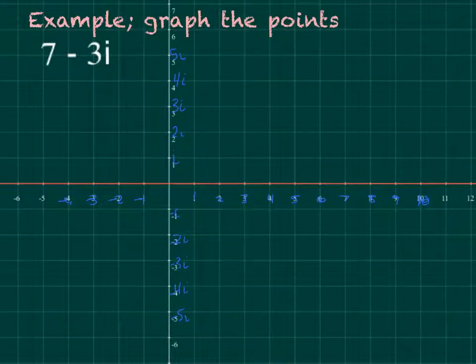And this last example, we have 7 minus 3i. So the real part is the 7, the imaginary part is the minus 3i. So the real part, go over to 7, and then go down, because it's minus 3i, so we're going to go to -3i. And there's your final point. So just remember, instead of x and y, it's real and imaginary. But other than that, it's the same idea.